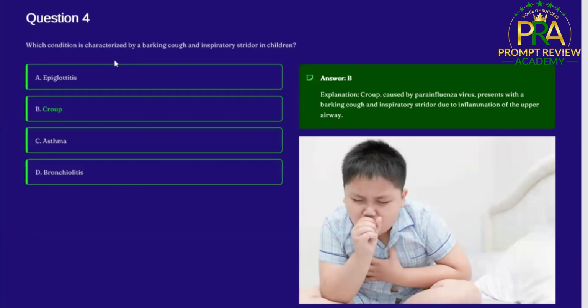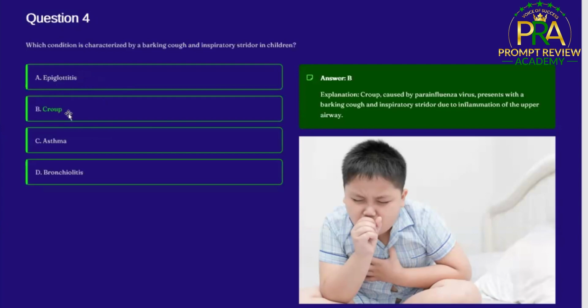Which condition is characterized by barking cough? We mentioned this, barking cough and inspiratory stridor in children. So if you mention croup, that is the answer. We say that in epiglottitis there is no cough. What we have in epiglottitis is drooling of saliva, because it's a medical emergency. If you don't take care of it, you can close their airway, and the treatment for epiglottitis is antibiotics. And in epiglottitis, we have what we call the thumb sign.